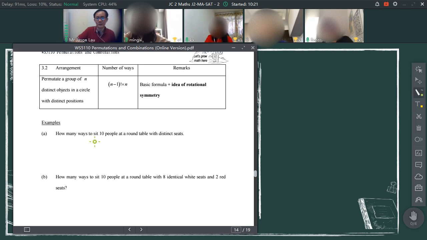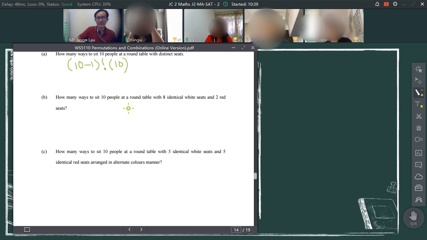Okay, probably it's your revision. So how many ways to sit 10 people at a round table with distinct seats? So it's a direct application. So it's (10 minus 1) factorial times 10.